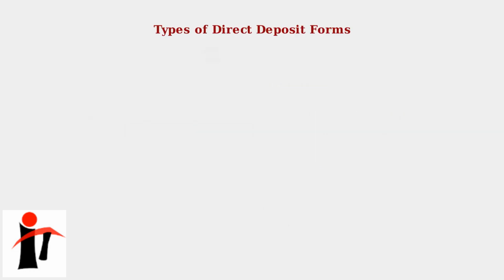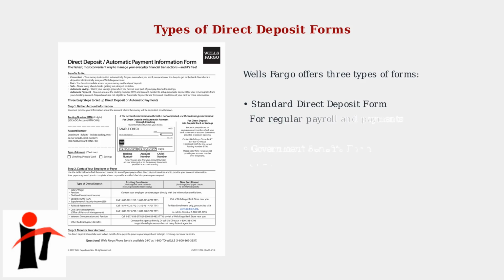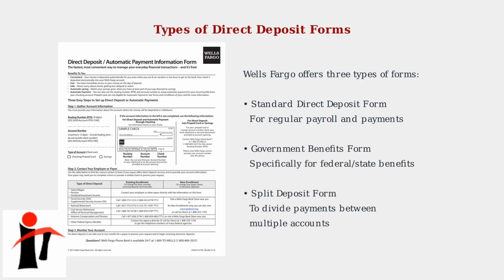Wells Fargo provides three different types of direct deposit forms to meet your specific needs. The standard direct deposit form is used for regular payroll and most payments. There's a specialized government benefits form for federal and state benefit programs. And finally, a split deposit form allows you to divide your payments between multiple accounts, such as putting part of your paycheck into checking and part into savings.